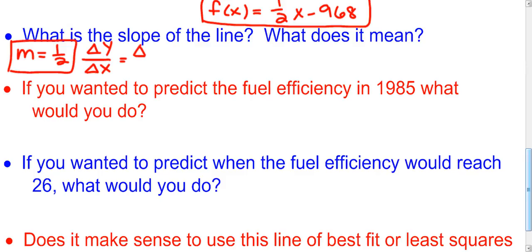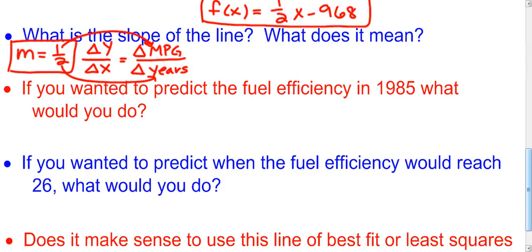Then I want to put this in context. So along your y-axis, again, was miles per gallon, and along your x-axis was years. Okay, so what this means is the top represents your change in miles per gallon, the bottom represents your change in years. So you can see that my miles per gallon goes up 1 every time my year goes up 2, since they're both positive.